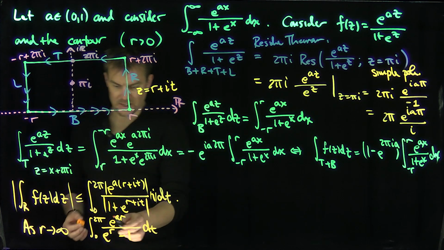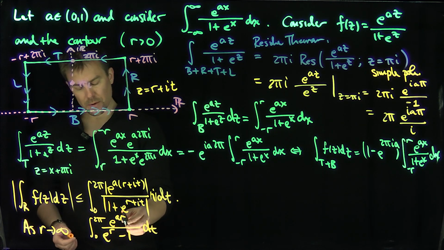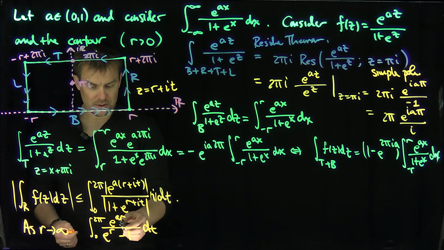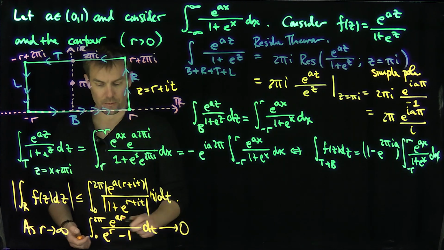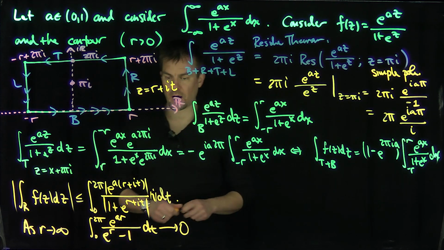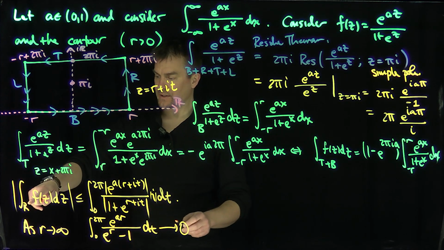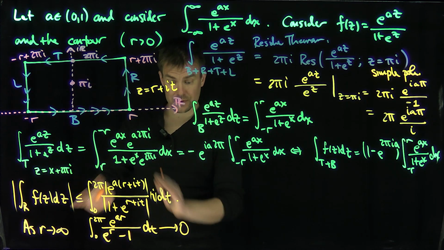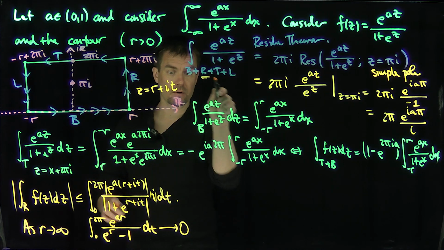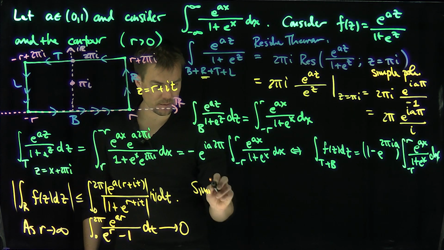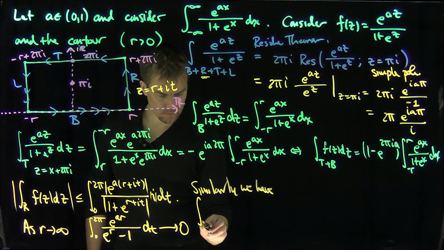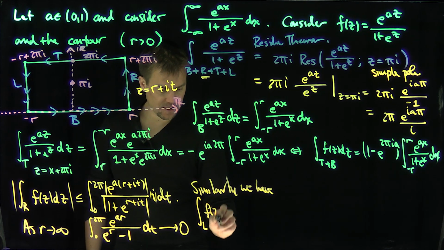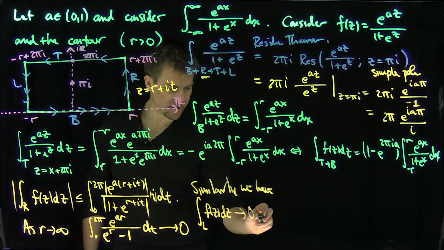Now, as r goes to infinity, what's happening to this thing over here? So a is less than 1. So this expression over here, if I multiply this expression by e to the negative ar, that's going to give me a positive exponential denominator. So this thing over here is going to tend to 0, right? And the same thing is true, that proves that as little r goes to infinity, the integral over the right goes to 0, right? So there's no contribution from the right over here. And then similarly, by the same calculation, we have that the integral over L of f of z dz tends to 0 as r goes to infinity.